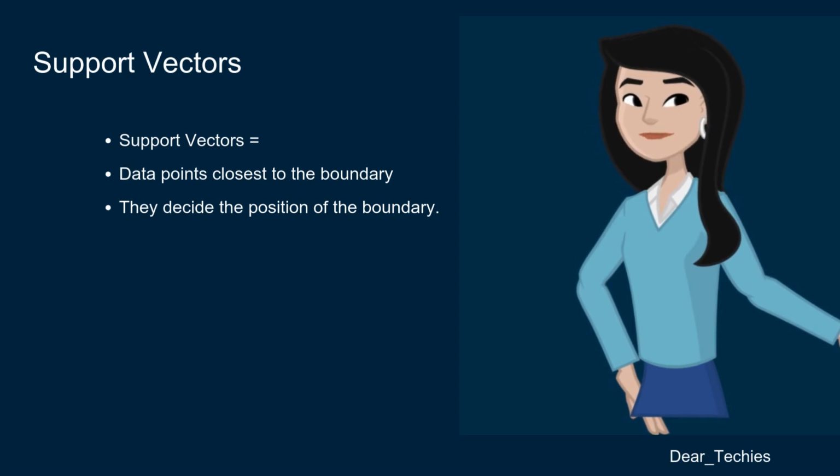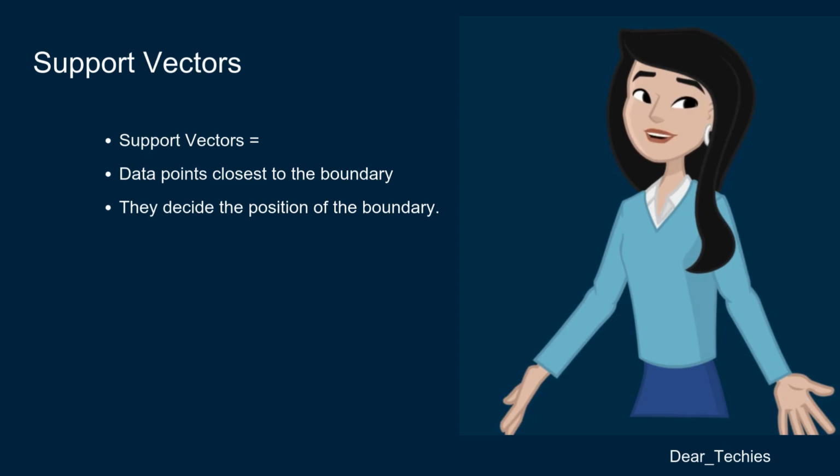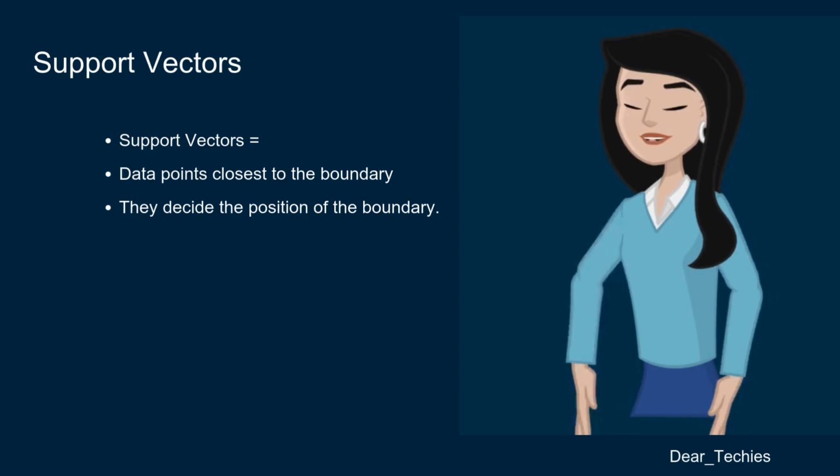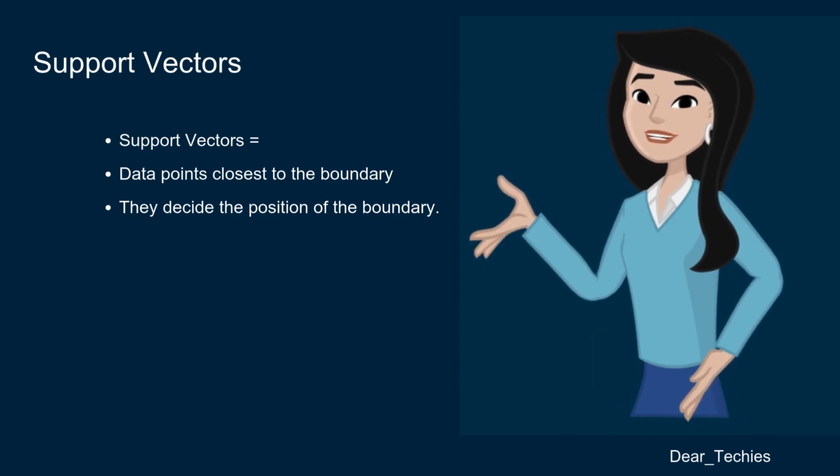Support vectors are the most important data points. These are the points closest to the decision boundary. If you remove them, the boundary changes. They act like the pillars that hold the boundary in place.